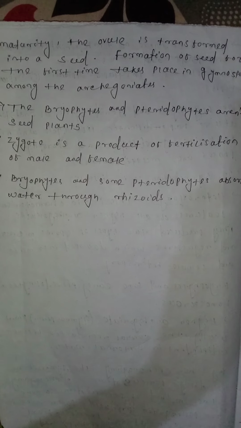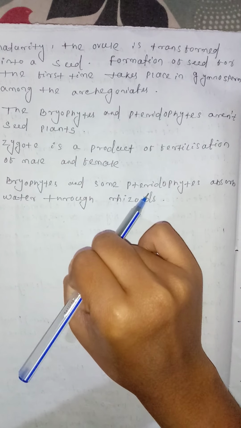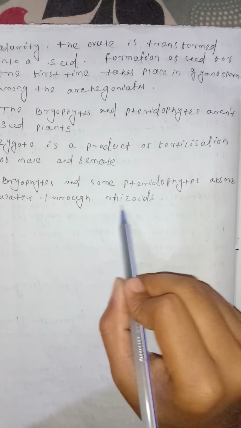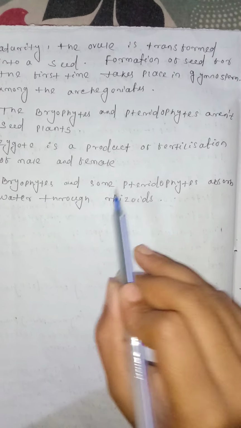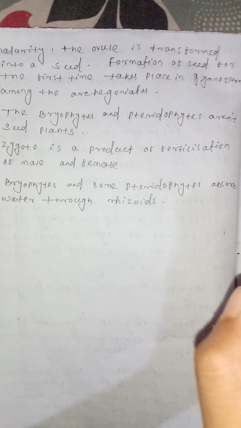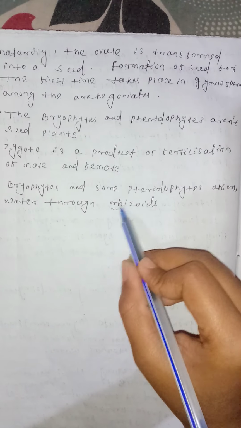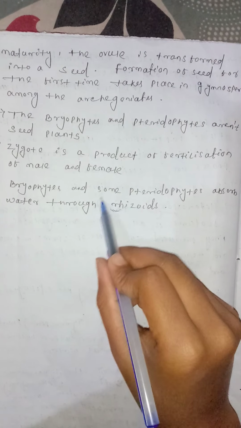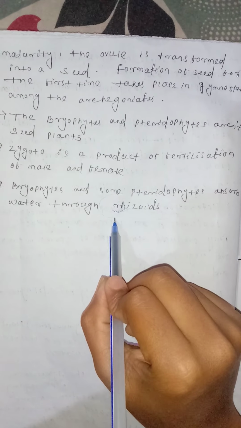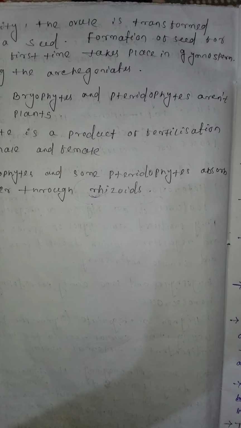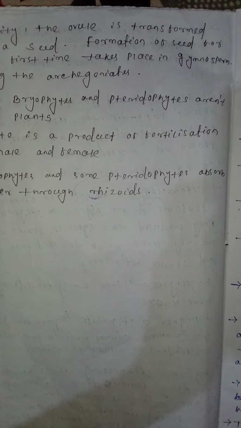Bryophytes and some pteridophytes absorb water through rhizoids. Bryophytes and pteridophytes are lower land plants which absorb water through rhizoids. In higher plants water is absorbed by roots, but in lower plants the rhizoid acts like a root, but the rhizoid is not a root. The function of the rhizoid is equal to that of a root, but the structures are totally unequal. So this is all about the unifying features of archegoniads.